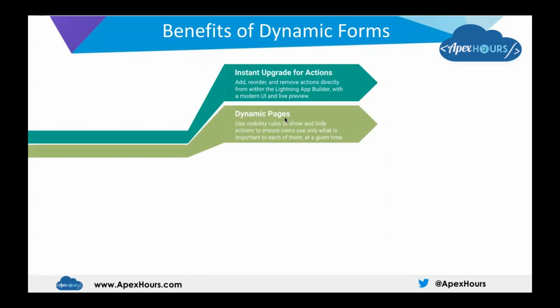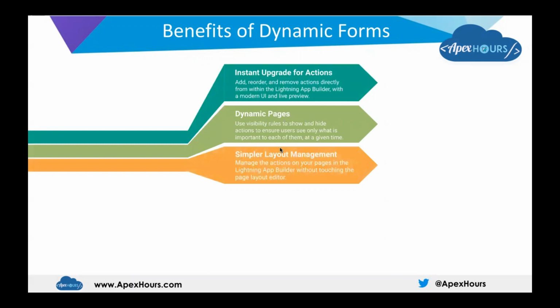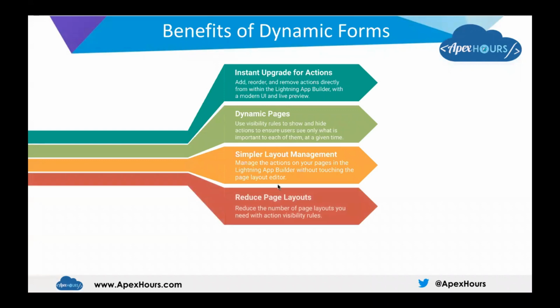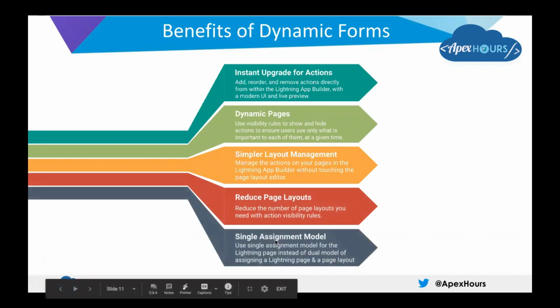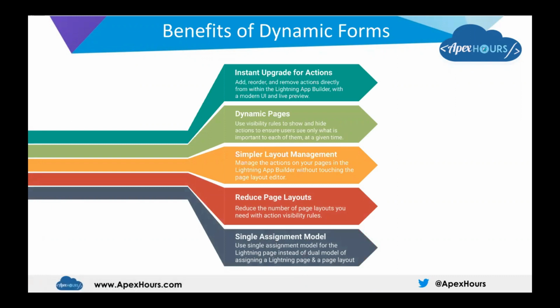We can define the filter conditions to show or hide action buttons dynamically. It gives us simpler and convenient page layout management, as there is no need to switch to the page layouts to configure dynamic actions or action buttons. We can cut back on the number of page layouts and use a single Lightning record page. And it gives us a single assignment model, so we don't need to assign both Lightning pages and the page layouts.